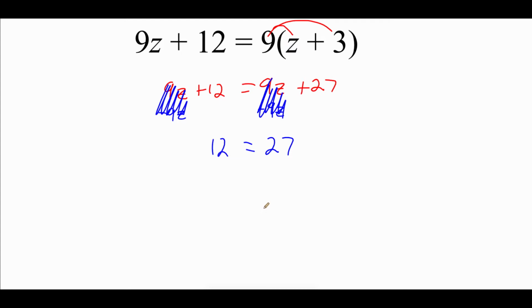If, as you're solving an equation, you get a mathematical statement that doesn't make any sense, then that means that your equation has no solution. So because we're trying to say that 12 is equal to 27, that's something that doesn't make any sense. We say this equation has no solution.